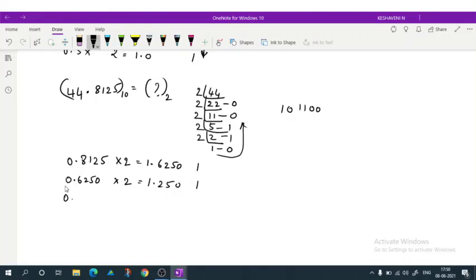Next, 0.250, this one you have to multiply by 2. You will get 0.50. So here the remainder is 0. Again 0.5 multiplied by 2, you will get 1.0. So this 1 you have to write here, and you have to read from top to bottom.